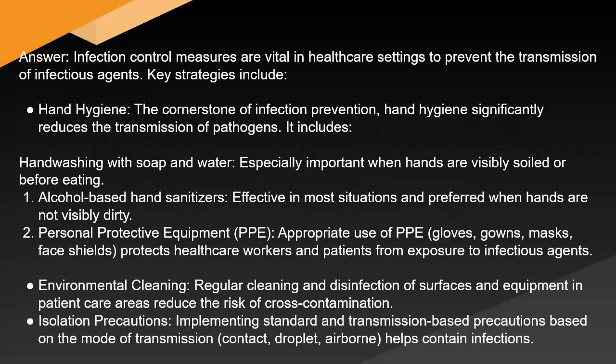Answer: infection control measures are vital in healthcare settings to prevent the transmission of infectious agents. Key strategies include hand hygiene. The cornerstone of infection prevention, hand hygiene significantly reduces the transmission of pathogens. It includes hand washing with soap and water, especially important when hands are visibly soiled or before eating. Alcohol-based hand sanitizers are effective in most situations and preferred when hands are not visibly dirty.